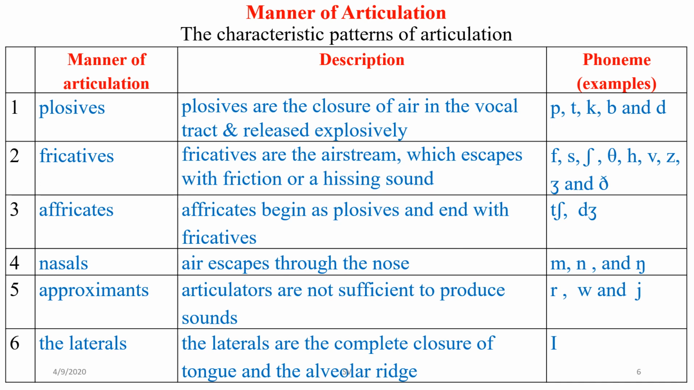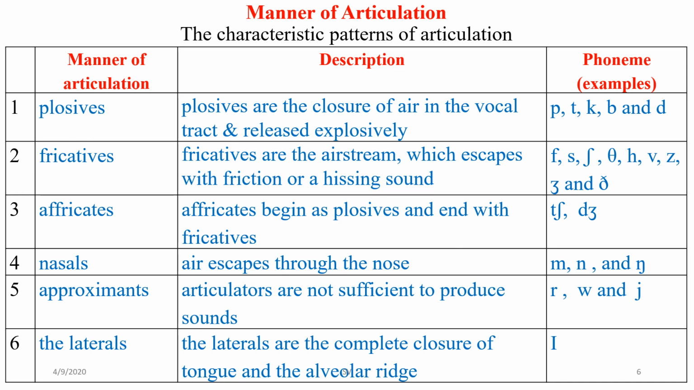z, zh, and th. Number 3, affricates. Affricates begin as plosives and end with fricatives. The examples are ch and j. Number 4, nasals. Air escapes through the nose. Examples are m, n, and ng.